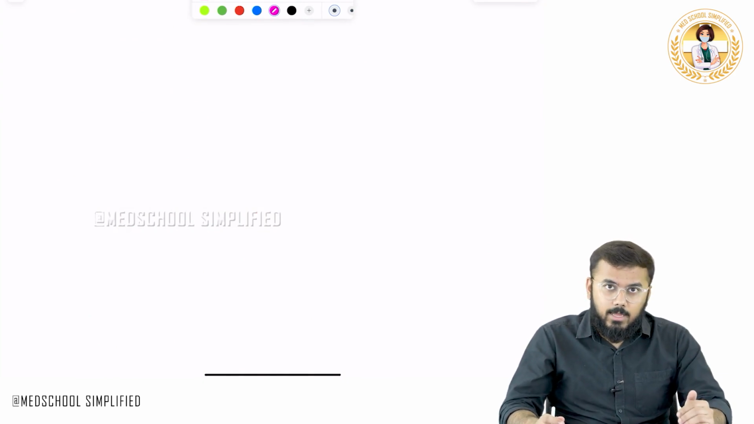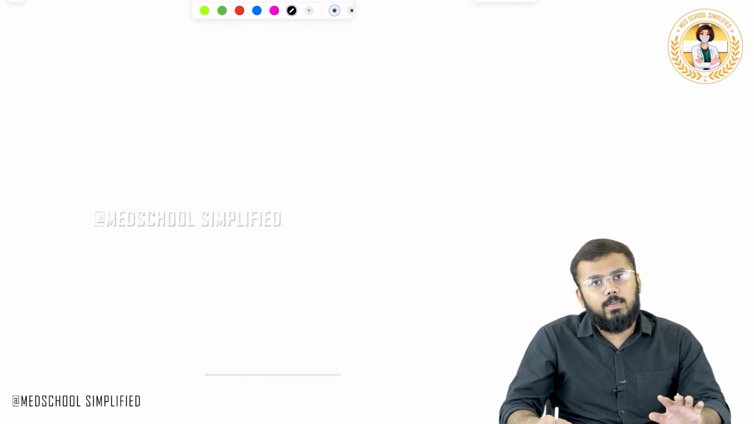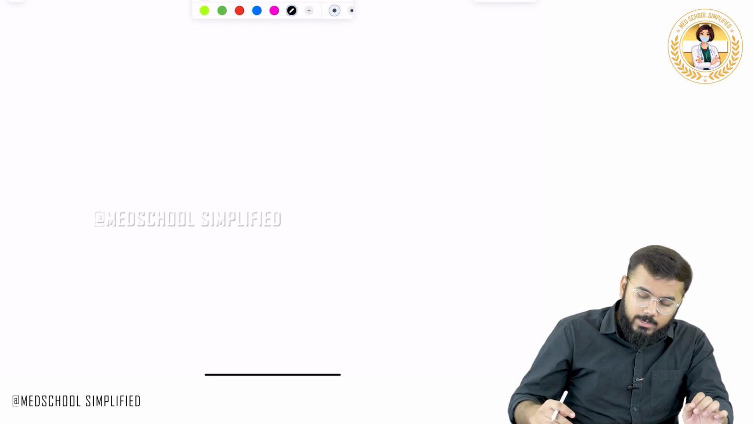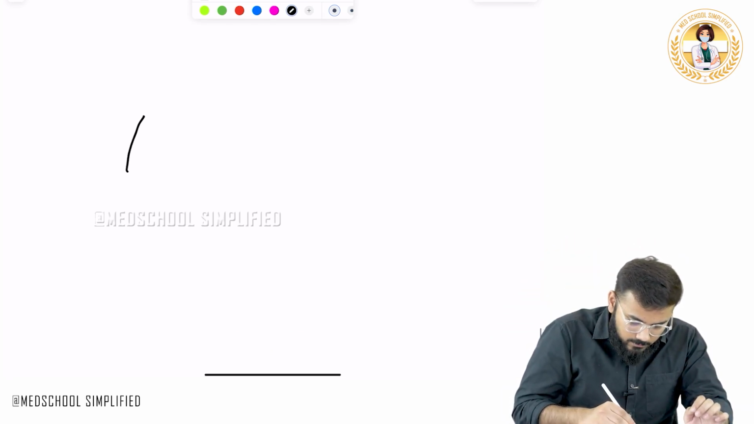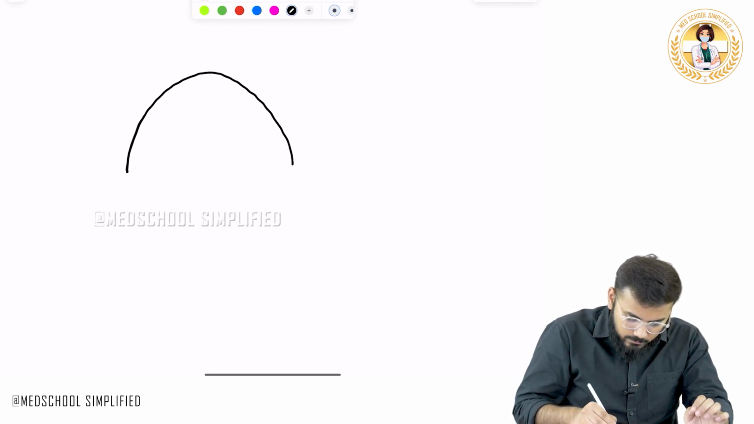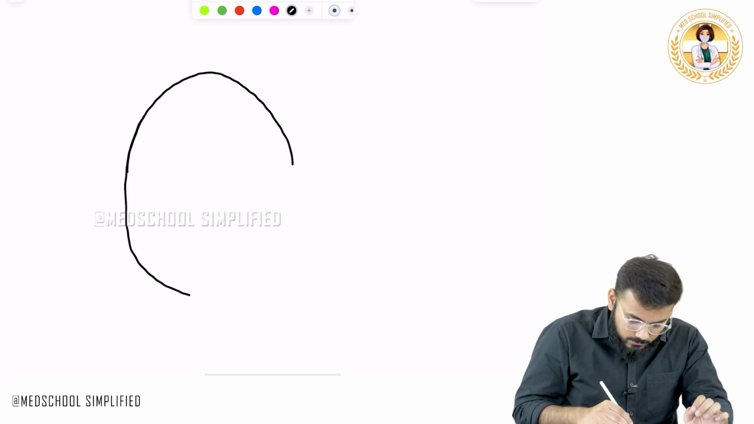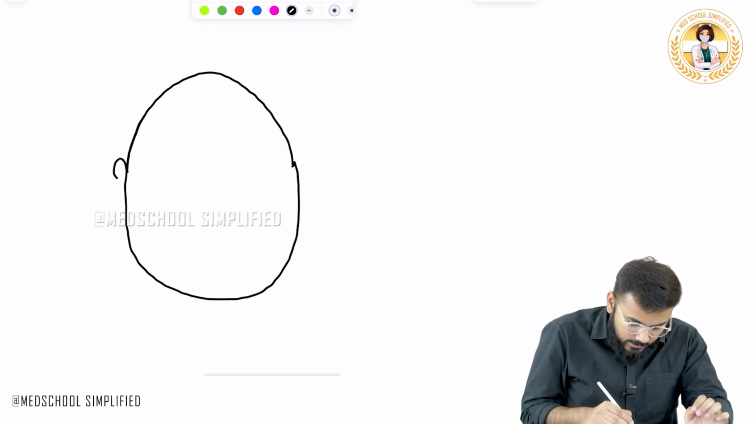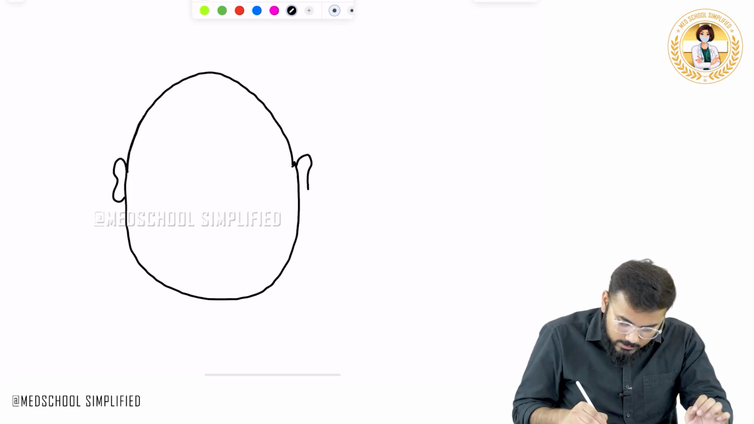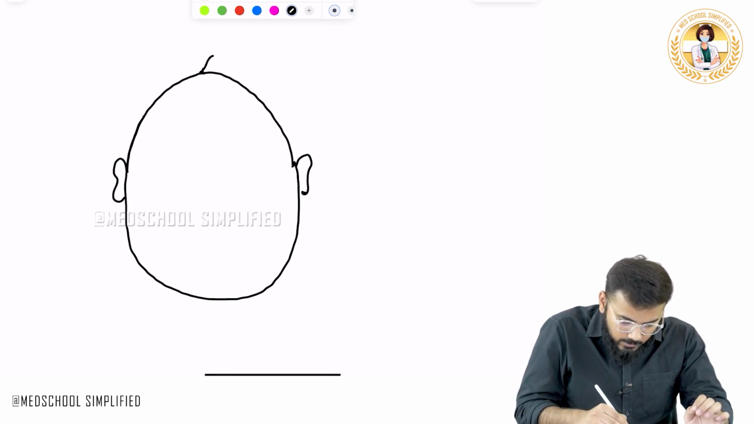Okay, arterial supply. At the same time, we shall also look at the nerve innervation. So first of all, let me draw the scalp from the top surface. For example, let us say that these are the ears, and let us say that this is the nose.